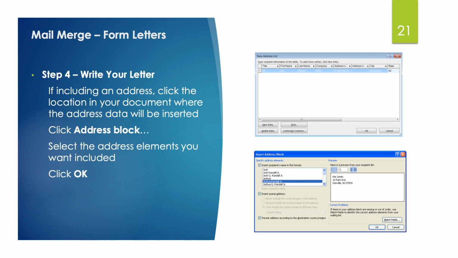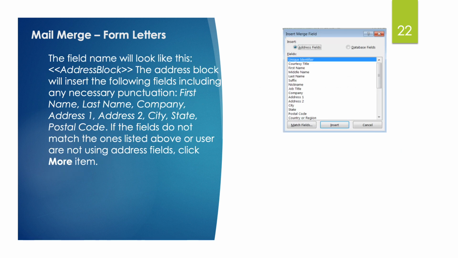Step 4, write your letter. If including an address, click the location in your document where the address data will be inserted. And then click on Address block and select the address element you want to include. And then you can click on OK. Right, so the field name will look something like this. It will show Address Block, where the address block will insert the following fields, including any necessary punctuation: the first name, last name, company, address 1, address 2, and so on. So it depends on what you have inserted before.